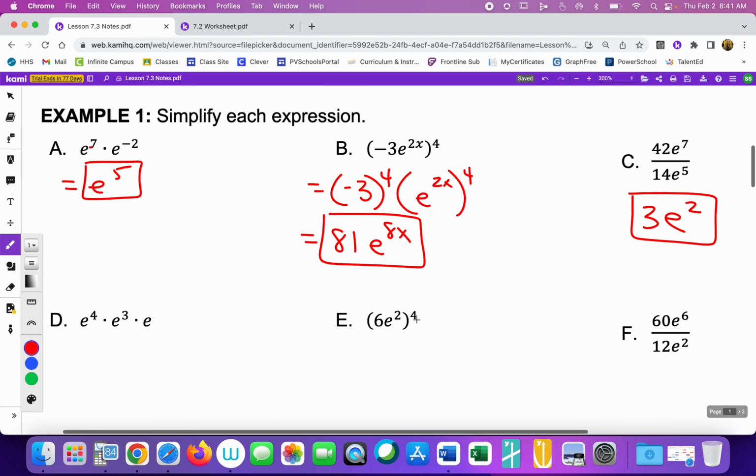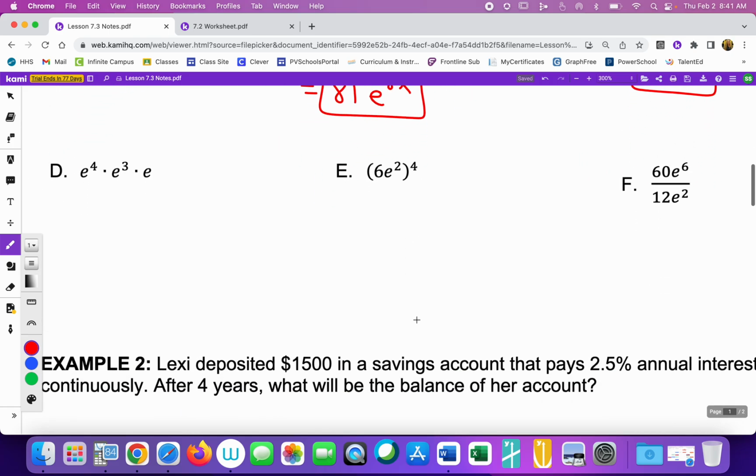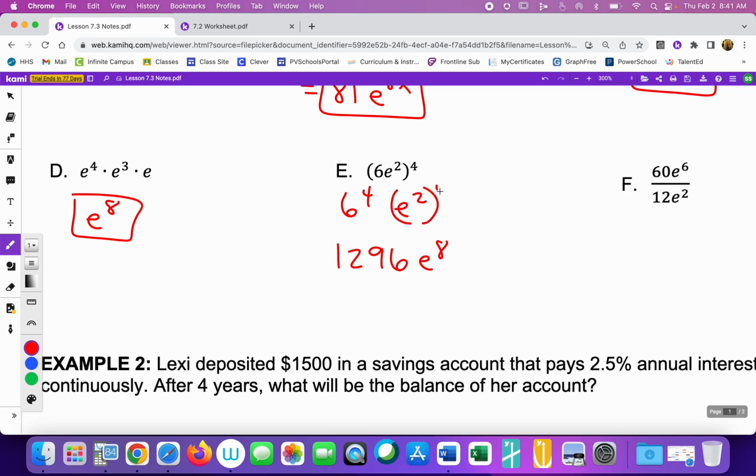So these bottom 3 are similar. Anyone tell me the answer for D? E to the 8th. It'd be 4 plus 3 plus the 1 that's here. So 4 plus 3 is 7, plus 1 is 8. What about E? 1,296. So we would do 6 to the 4th power and e squared to the 4th power. So that's where those would come from.